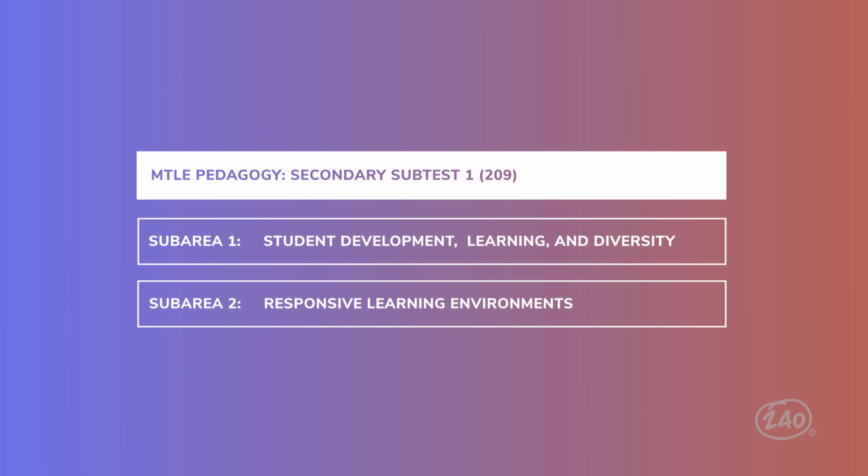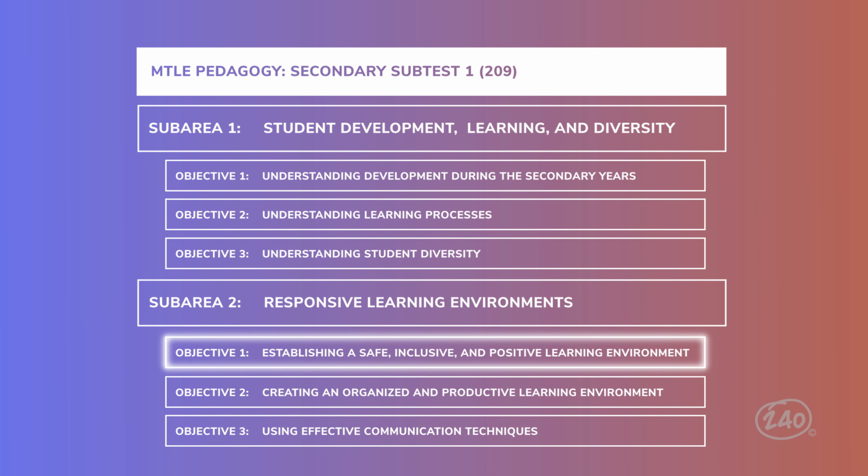As a reminder, Subarea 2 covers establishing a safe, inclusive, and positive learning environment, creating an organized and productive learning environment, and using effective communication techniques. First up, establishing a safe, inclusive, and positive learning environment.